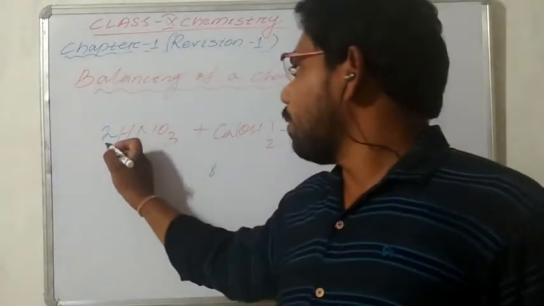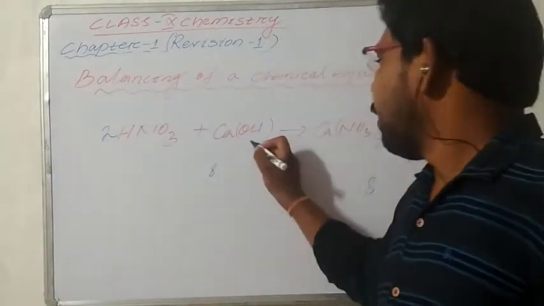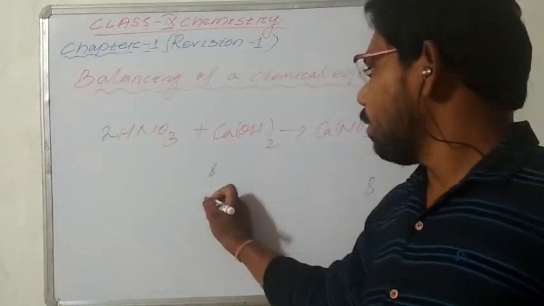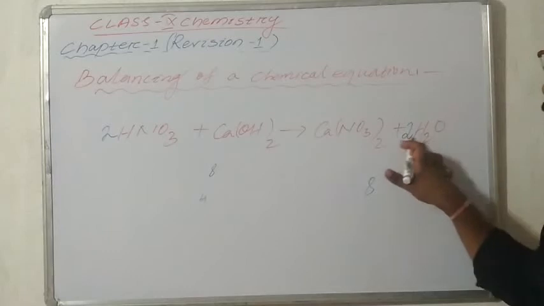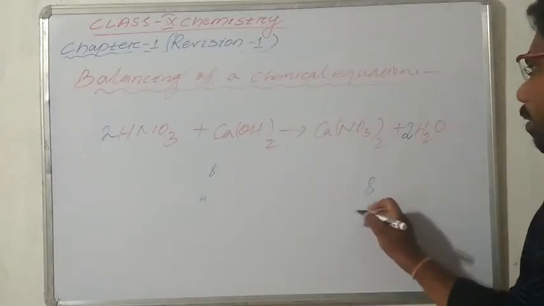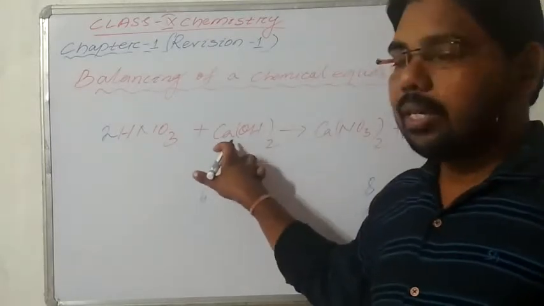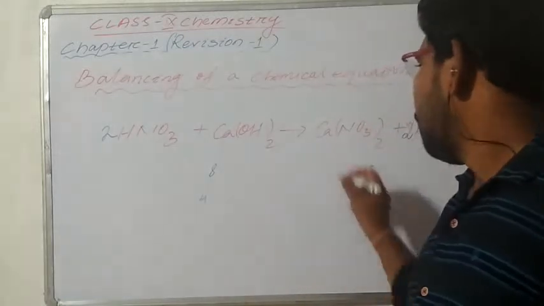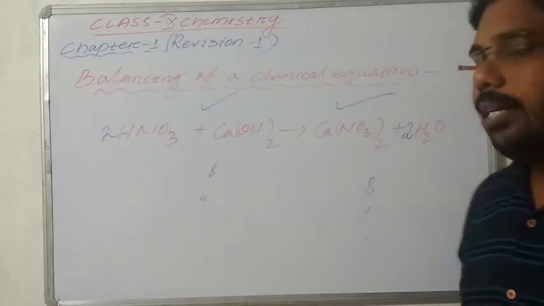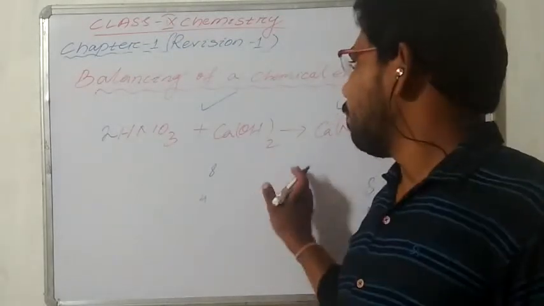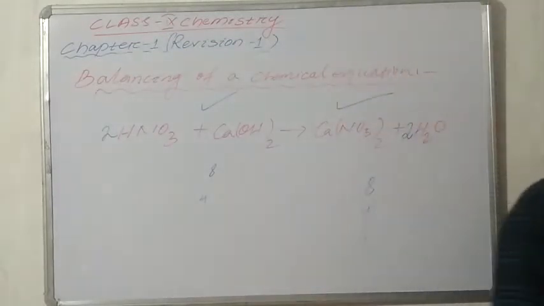Now we have to see hydrogen. This is 2 hydrogen atoms, and here 2 hydrogen atoms. So 4 hydrogen atoms in the reactant side, and in the product side also 2 into 2, 4 hydrogen atoms. Calcium 1, here also calcium 1. Now both the sides, reactants and products, have an equal number of individual atoms. Now it is balanced.